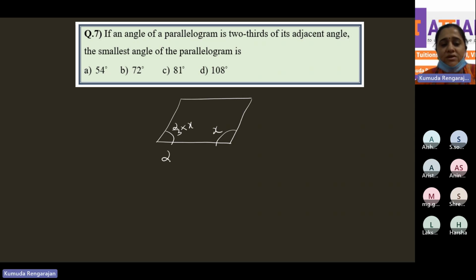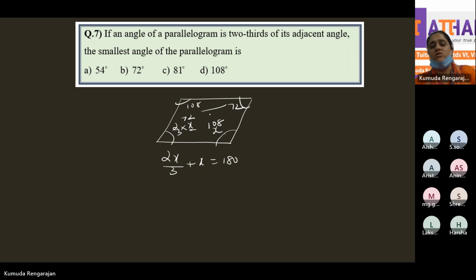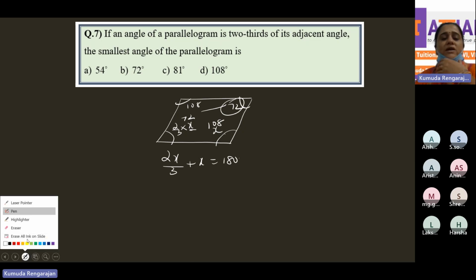Now the relationship is 2x/3 plus x is equal to 180. They're supplementary adjacent angles. So on solving this, you can find x, which is 108. And when you substitute x here, you get 72. So opposite angles are equal. This is also 108, and this one is 72. So the smallest angle is 72 degrees. The smallest angle of the parallelogram is 72 degrees.